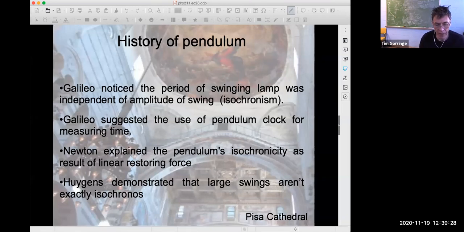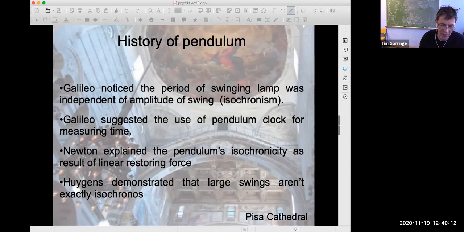It was later on that Isaac Newton and also Robert Hooke explained the physics of the pendulum motion, the periodic motion of the candelabra on the cable or the lamp on the cable, as due to a linear restoring force. And that periodic motion, harmonic motion, is a sort of emergent phenomenon from a linear restoring force.